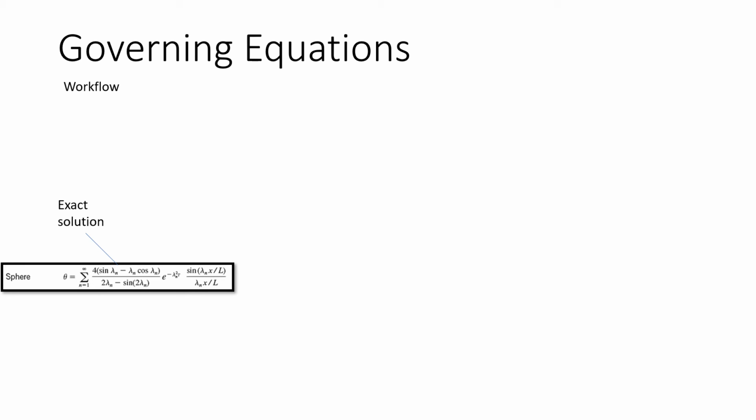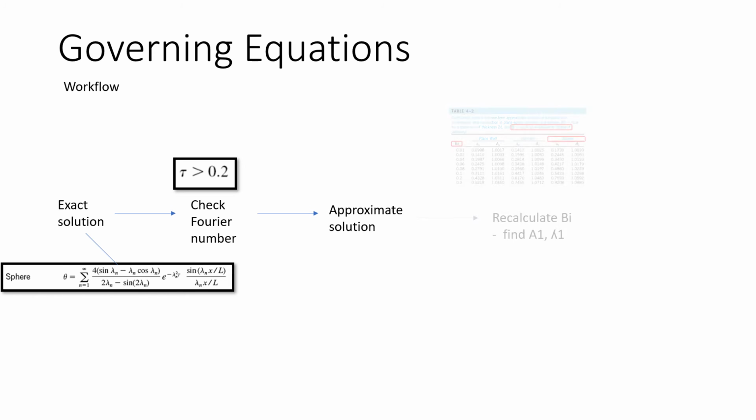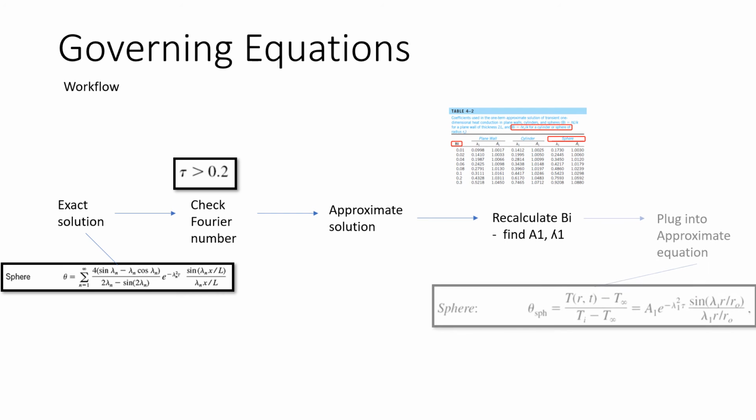So we're given the exact solution, but we can do a quick check to see if the Fourier number is greater than 0.2. If it is, then we can use the approximate solution. To use the approximate solution, we need to find values from table 4-2, and then from there we can plug everything into the approximate equation and solve for temperature at any given radius or any given time.